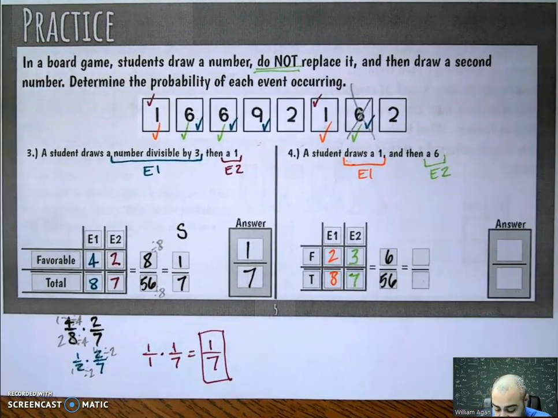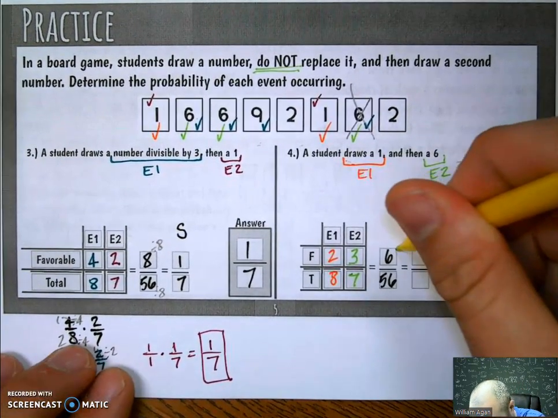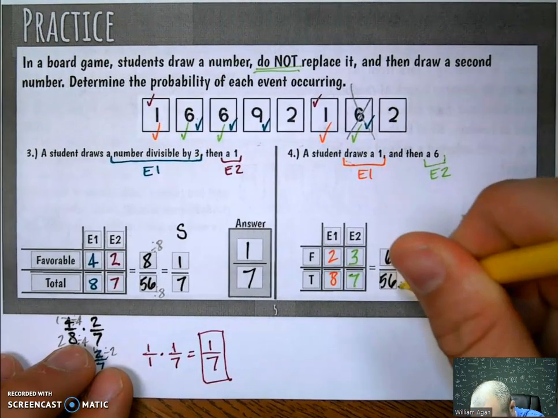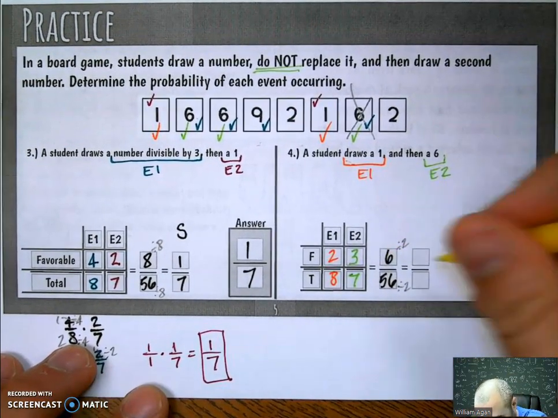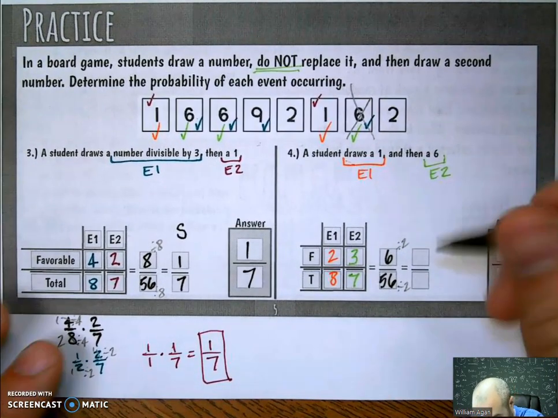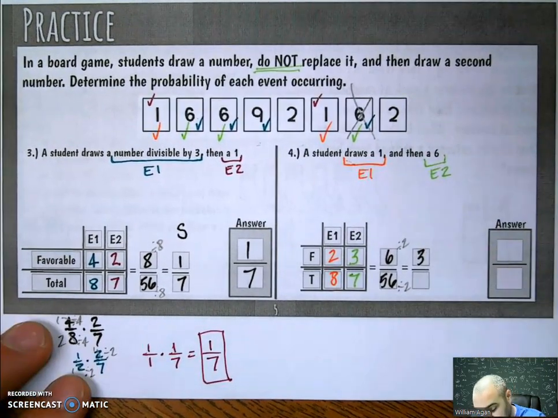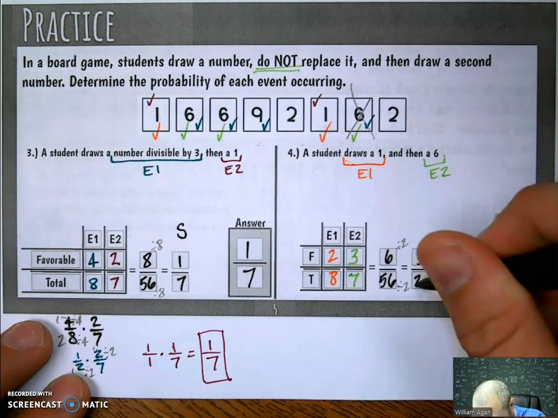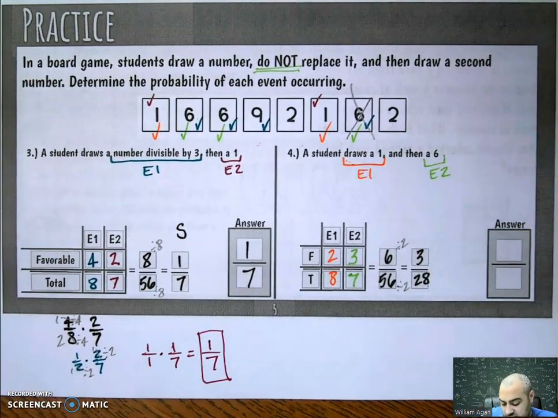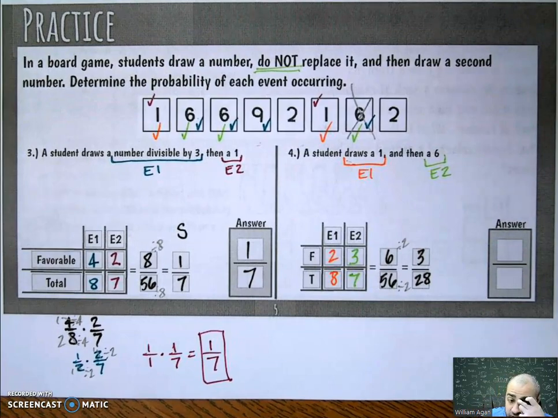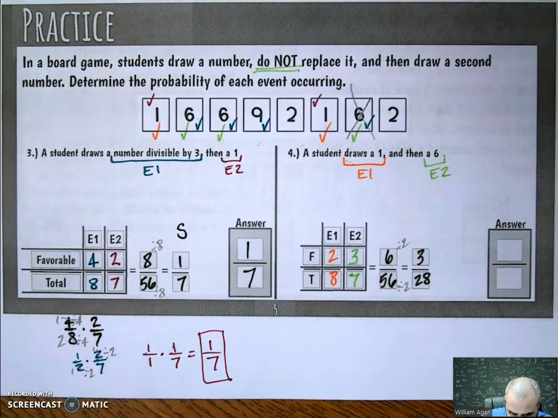Okay, I can simplify that. They are definitely both divisible by 2 because they're even numbers. Let's try that. 6 divided by 2 is 3. And 56 divided by 2 is 28. Okay, and can I simplify that? Doesn't look like it. There's no number that goes into both 3 and 28.